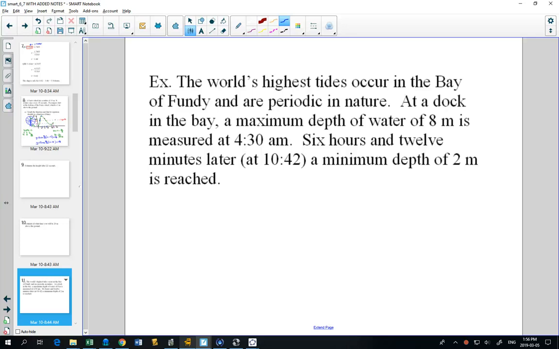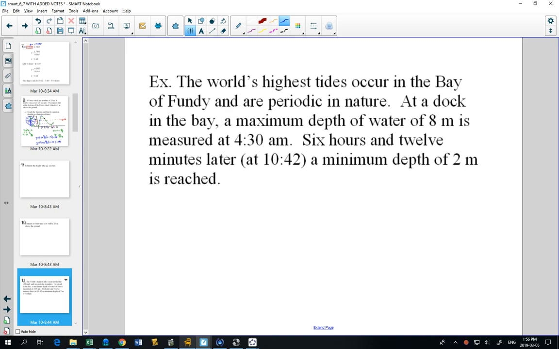The world's highest tides occur at the Bay of Fundy, and they're periodic in nature. At a dock in the bay, a maximum depth of water of 8 meters is at 4:30 a.m. 6 hours and 12 minutes later, at 10:42, it's at 2 meters. So in 6 hours, the depth changed 6 meters.